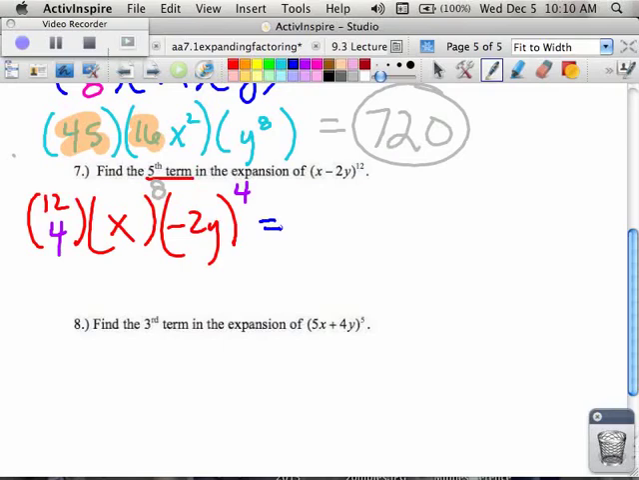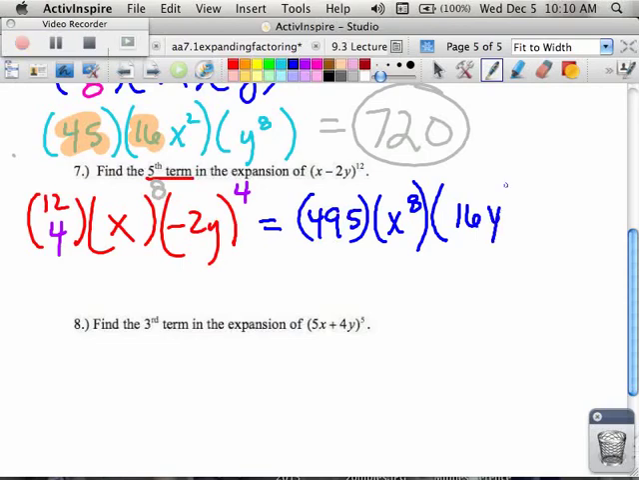So that first parentheses, when I do 12C4, gives me 495. X to the 8th power is x8. And negative 2 to the 4th is positive 16. And then I have y to the 4th. I'm going to multiply all of these out, of course, and get my final answer. So 495 times 16 is 7,920. And then I have x to the 8th, y to the 4th. And that's my final answer.